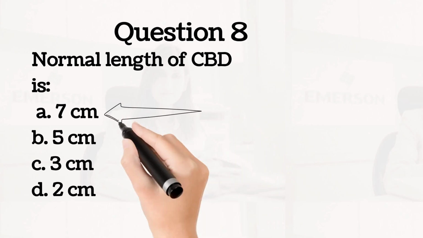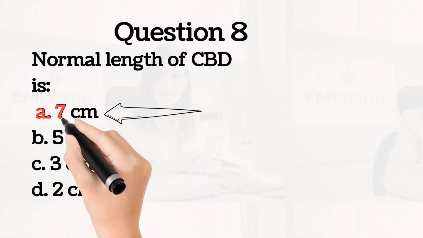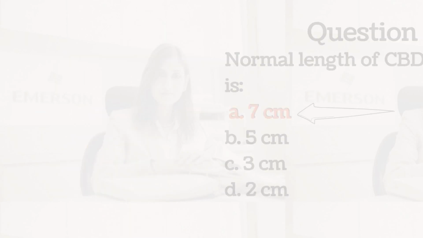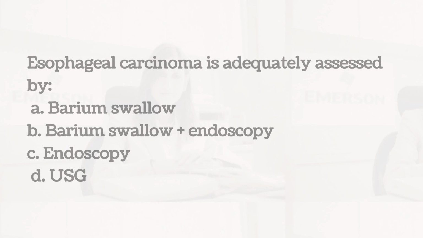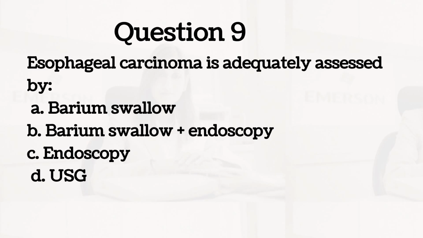That's the answer. Then we move on to the next question. This is question 9. Esophageal carcinoma is adequately assessed by: A, barium swallow; B, barium swallow plus endoscopy; C, endoscopy; D, USG, which should be ultrasonograph. Here comes the answer for this one.